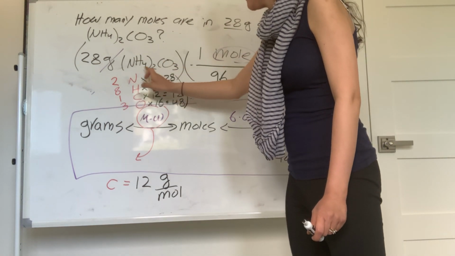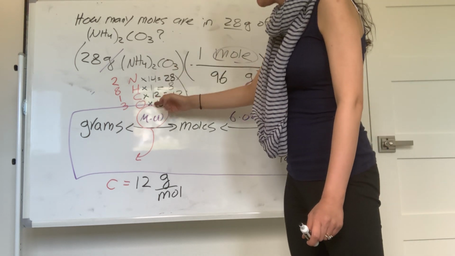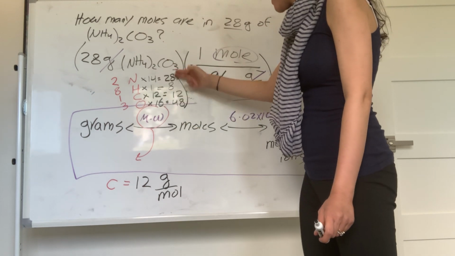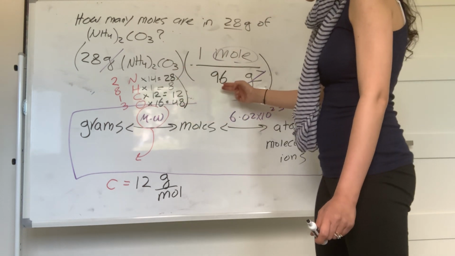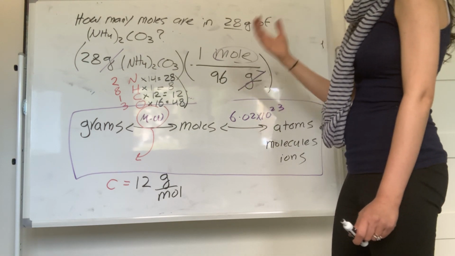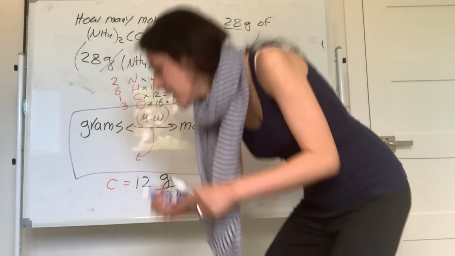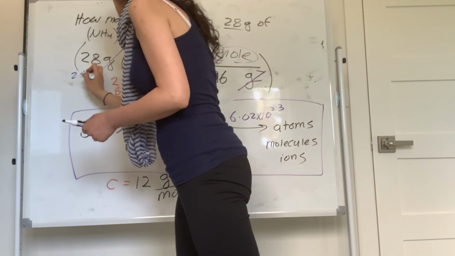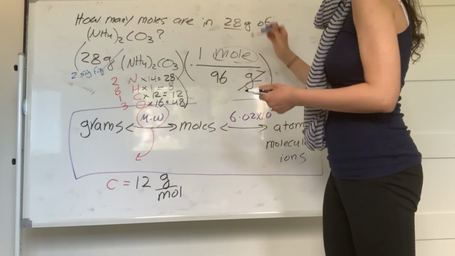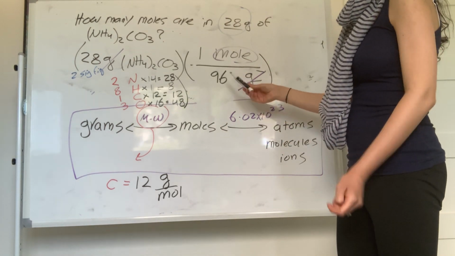It has 2 nitrogen, 8 hydrogen, 1 carbon, 3 oxygen. I figured out all the molar masses from the periodic table, multiplied by how many I have, and then I'm going to add them up together. When I add them up together, I get 96. And again, how many sig figs do you use for the molecular weight? The rule is, here I have 2 sig figs. You agree? Everything should match that sig fig. This is my sig fig of the problem. So the molecular weight should technically match that. So I have 96, also 2 sig figs.